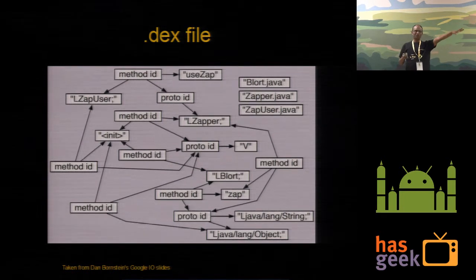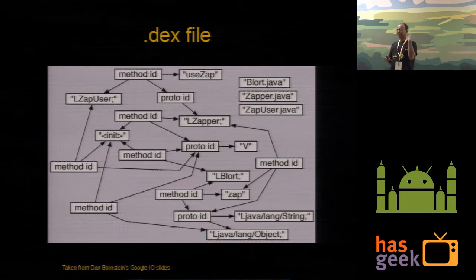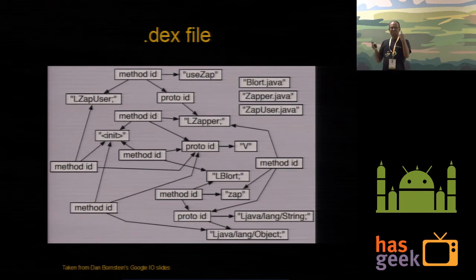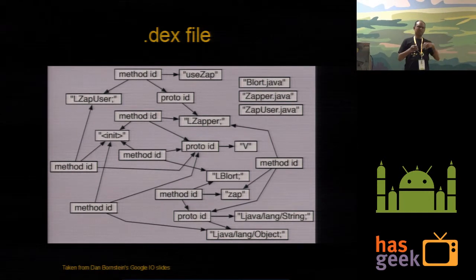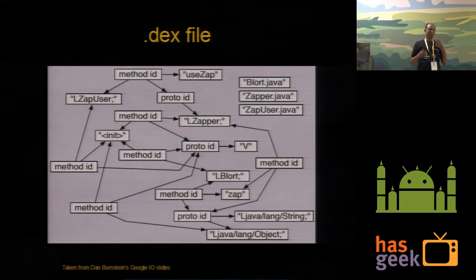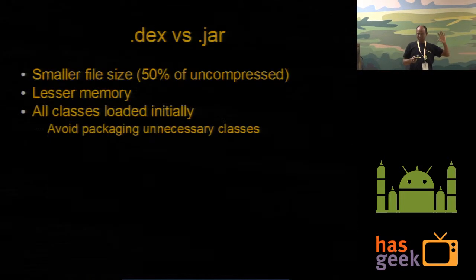All strings point to only one particular string as such. All method IDs, everything will point to the same thing. Prototypes, if there is a signature which is similar to another method, will share the same signature, trying to squeeze every byte that it can. So that's why the text file is a little compressed.